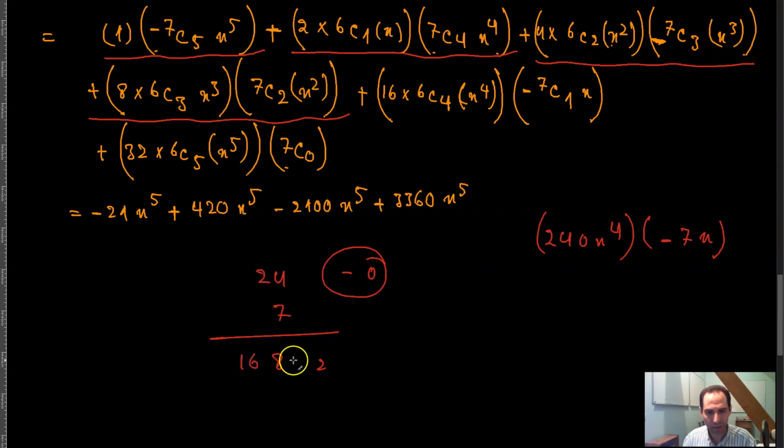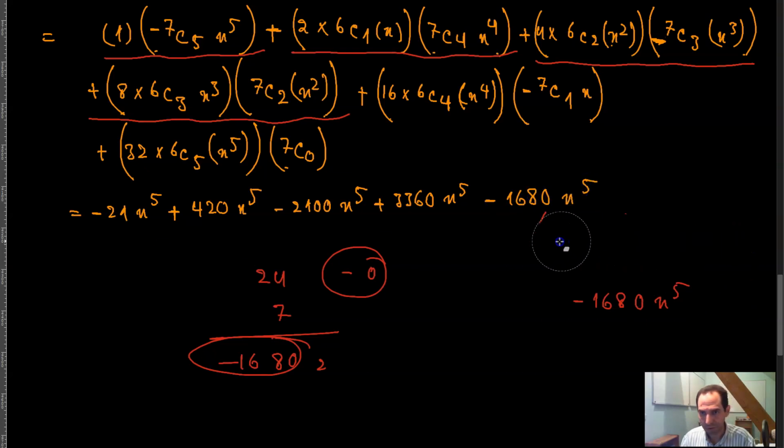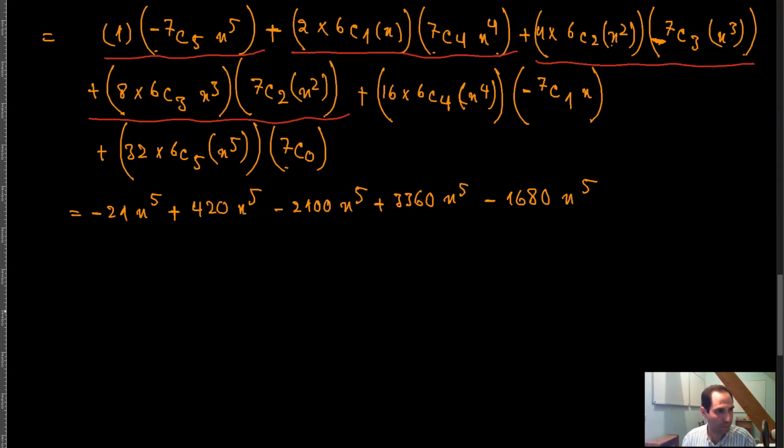so that's negative 1680 x raised to the power 5. That's negative 1680 x raised to the power 5. Right, so that is that part. This is basically this part.